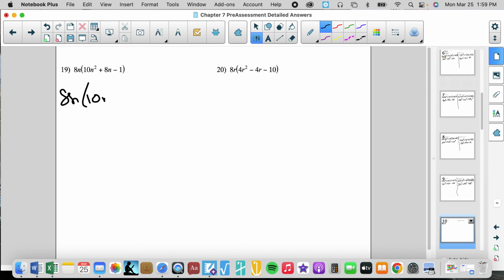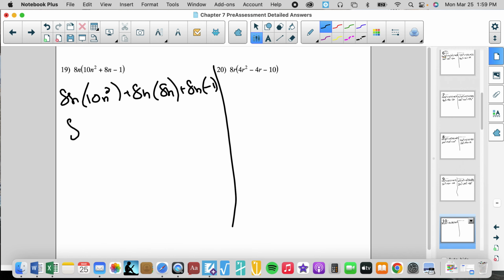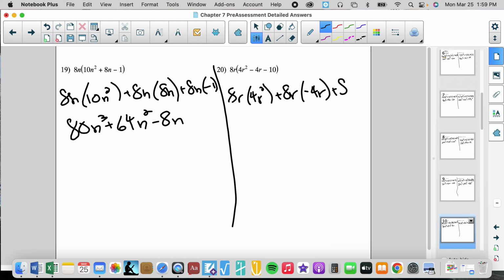8n times 10n squared plus 8n times 8n plus 8n times negative 1. 80n to the 3rd plus 64n squared minus 8n. 8r times 4r squared plus 8r times negative 4r plus 8r times negative 10. That's going to give us 32r cubed minus 32r squared minus 80r.